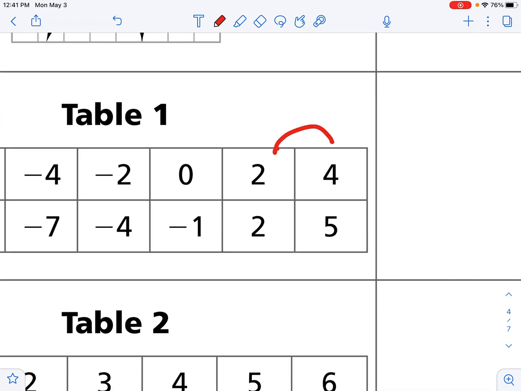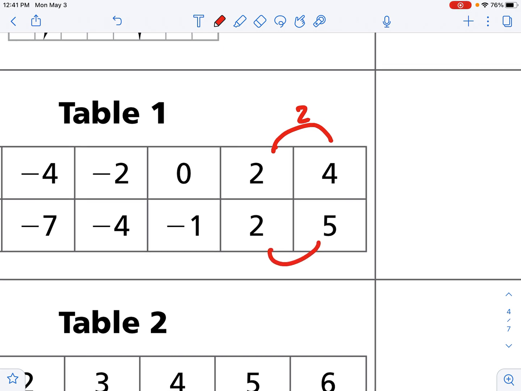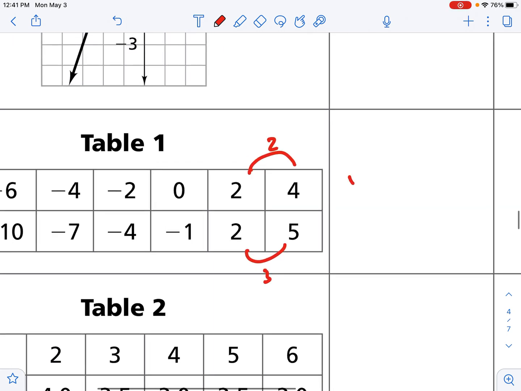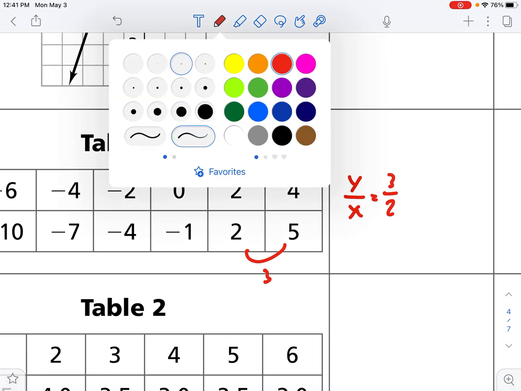So let's go from 2 to 4. Now, when you go 2 to 4, I'm noticing that to go from 2 to 4 is positive 2, and to go from 2 to 5 is positive 3. So again, I'm trying to find my y over x. My y is 3, and my x is 2, so it looks like it's 3 halves.